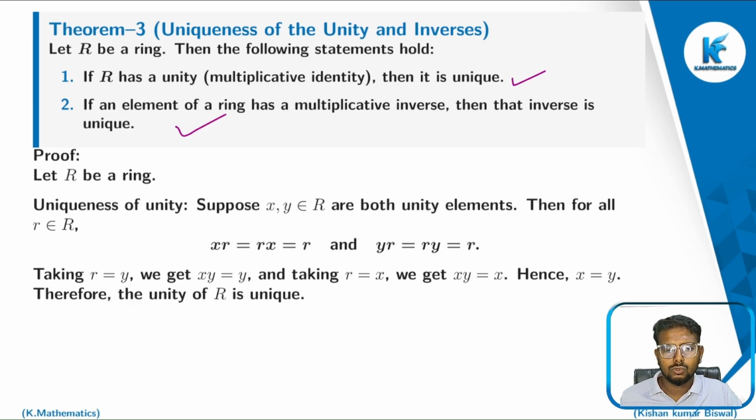Suppose there are two different unities x and y. Since x is unity, then for all r belongs to R, x into r or r into x equal to r. Similarly, y is also unity, so here y into r or r into y equal to r. Since here x is unity, then we can write x into y equal to y. And similarly, since here y is unity, then we can write x into y equal to x.